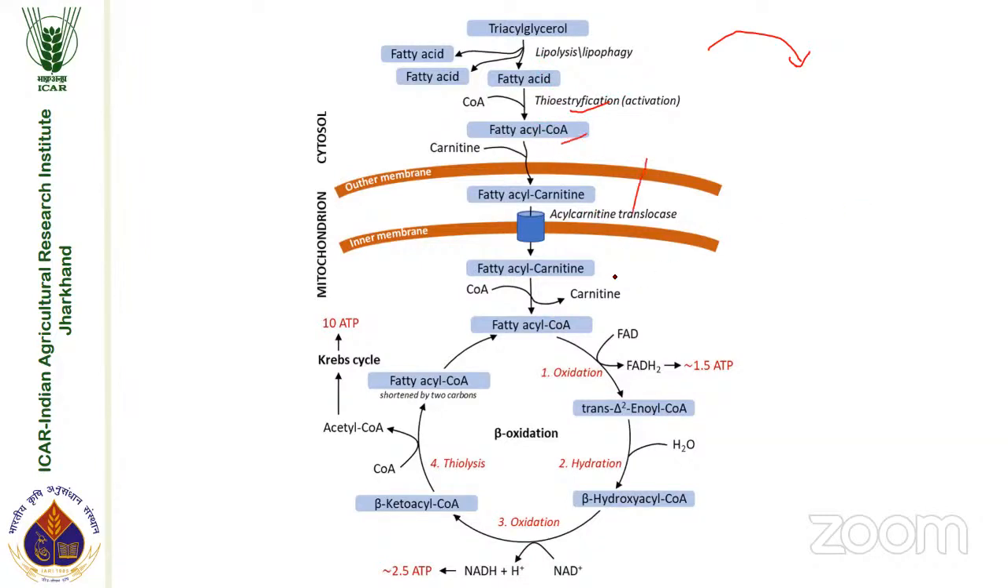This fatty acid will be transferred into the mitochondria with the help of the acyl carnitine translocase enzyme, which transfers the fatty acyl group from cytosol to mitochondria. Here in mitochondria you have the beta oxidation process. This fatty acyl CoA, through oxidation, hydration, oxidation, and thiolysis, completes the beta oxidation of fatty acid. Each round releases one acetyl CoA, so for 16 carbon you need to go around 7 rounds of the cycle.